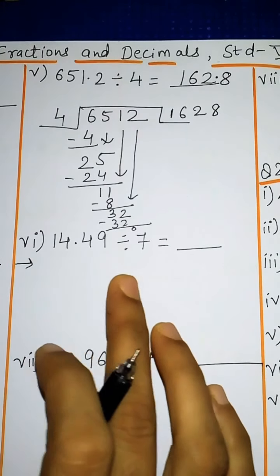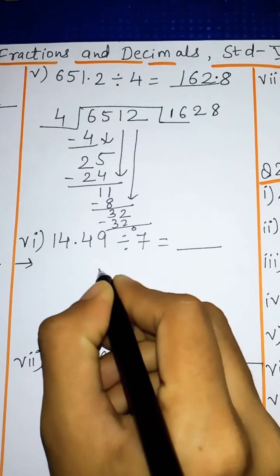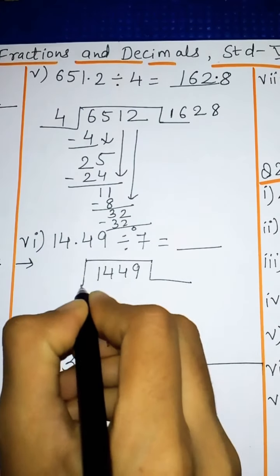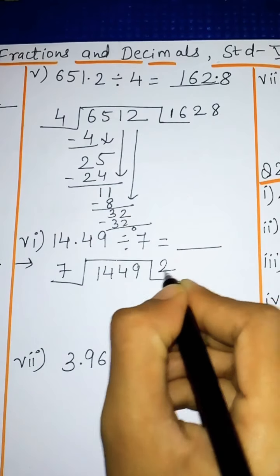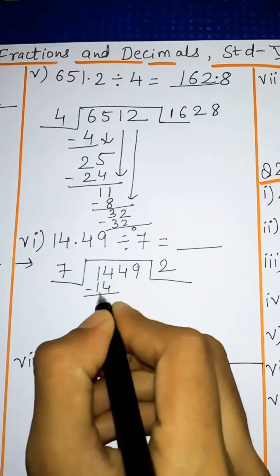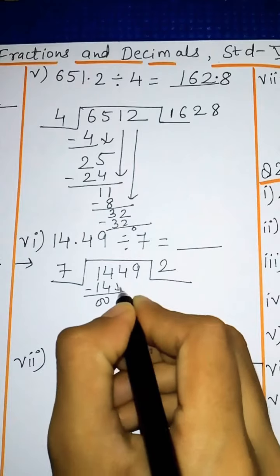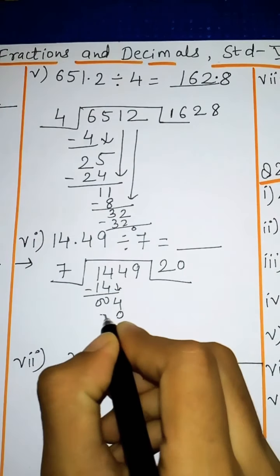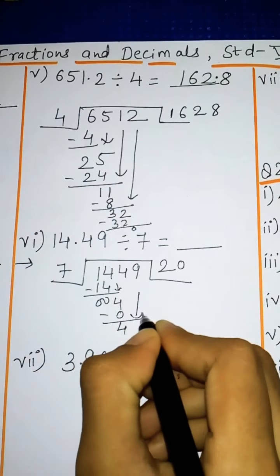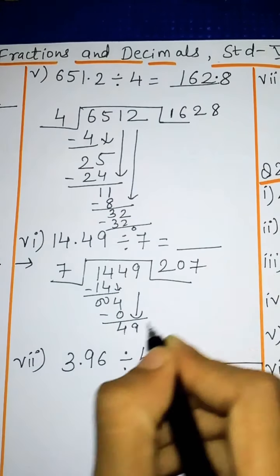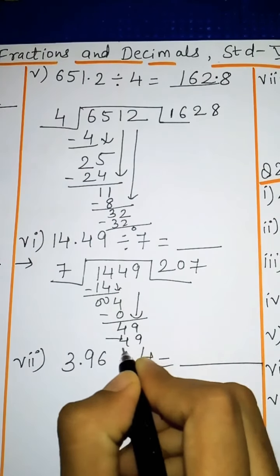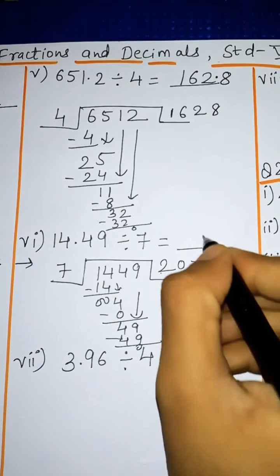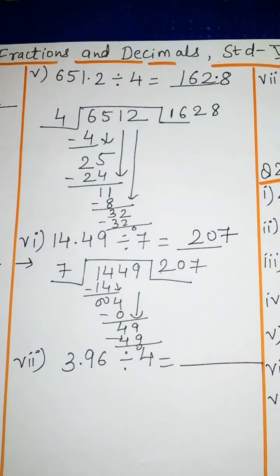14.49 divided by 7. So we will divide 1449 by 7. So 7 2s are 14. 14 minus 14 is 0. 4 we will bring down. Now 4 is not coming. So 7 zeros are 0, we will take. Again this 4. 9 we will bring here. 7 sevens are 49. So 49 minus 49 is 0. Okay. So 207, we are getting.